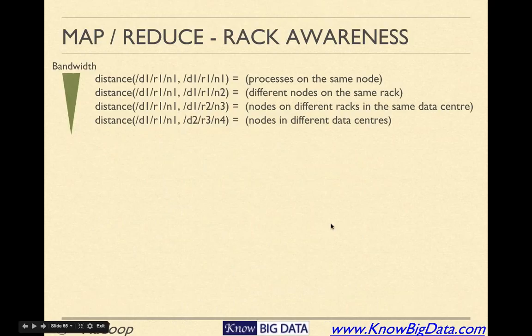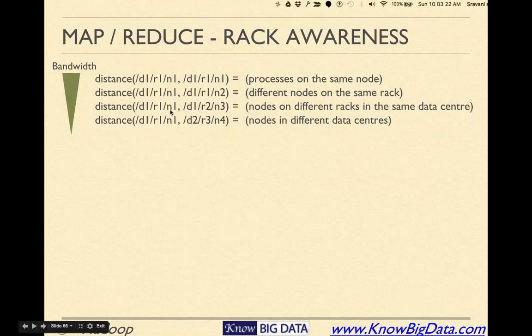Okay. So anybody can help me with this? The distance between slash d1 slash r1 slash n1 and slash d1 slash r1 slash n1. So distance between node 1 and node 1 is, anybody? Correct. That's 0. And distance between n1 and n2, the second one. So their common ancestor is r1. Distance between r1 and n1 is 1. r1 and n2 is 1. So the overall distance is, that's right. The distance for the second one is 2.